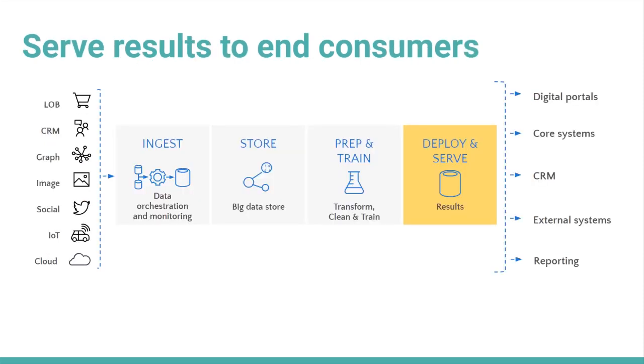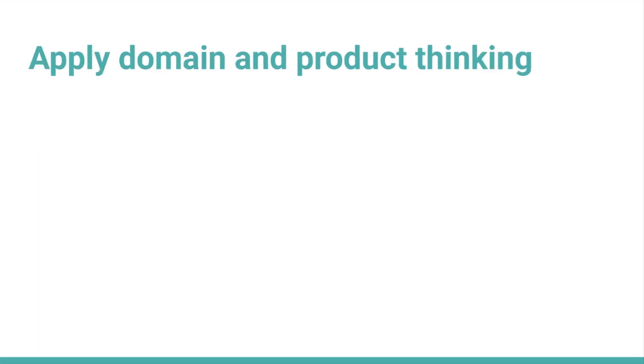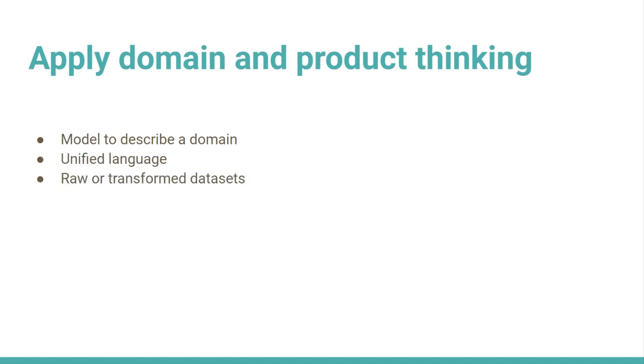And now we are approaching deployment and serving. There is one approach that I would like to share. In this case, think about the data that you are producing as data products. That means thinking about how to model and describe a certain domain. It might be in insurance, claims, or in marketing, your interactions with customers. Think of that as one package with an agreed, unified language. It could be either a transformed or raw data set. It doesn't matter, as long as you are thinking of it as a product that you are giving to others.